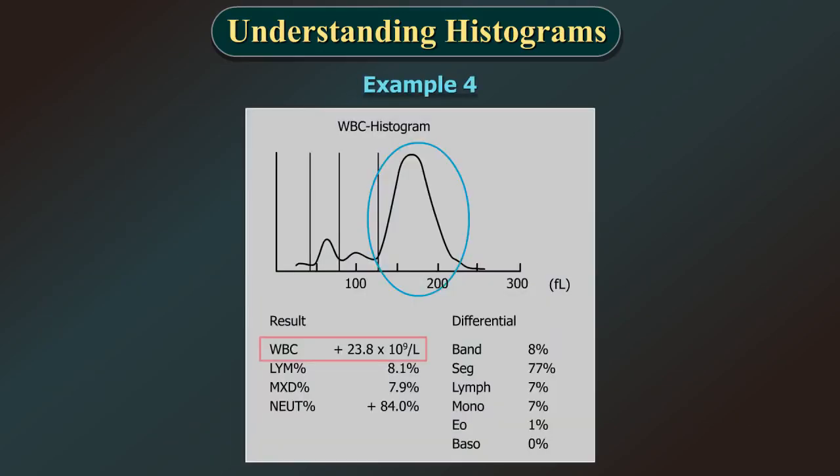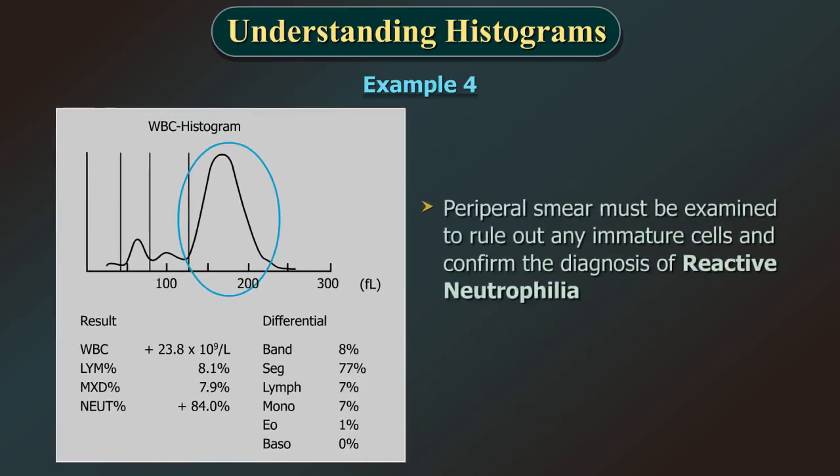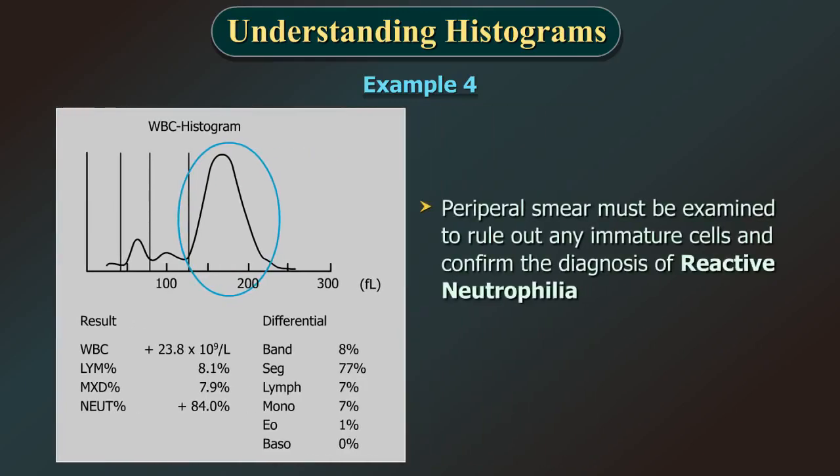Example 4. Here, the total leukocyte count is increased, shown with a plus sign. There is increase in the neutrophil percentage and the absolute neutrophil count, which is corroborated on the WBC histogram, which shows a prominent peak in the large leukocyte cell region, which are the neutrophils. Peripheral smear must be examined to rule out any immature cells and to confirm the diagnosis of a reactive neutrophilia. And also, this should be corroborated with the clinical history of the patient.